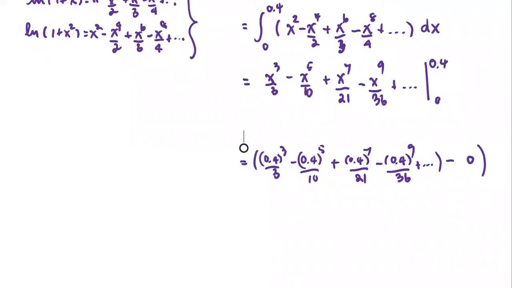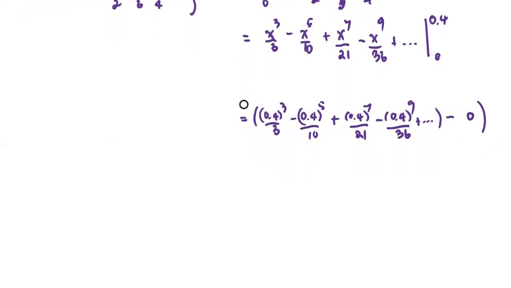Now we have the numbers for each power. Our goal is to get the estimate that gives the error less than 10 to the negative fifth, or correct to 5 decimal places. We are going to check the value one term at a time, starting with the first one. The value of 0.4 to the third power over 3 is 0.02133333. Let's keep 7 decimal places just to make sure we get enough decimals to see the first 5 decimal terms.